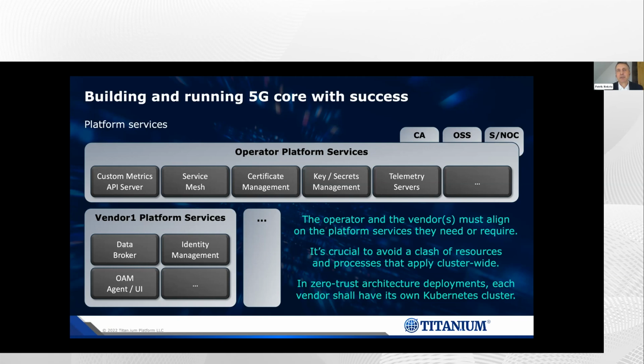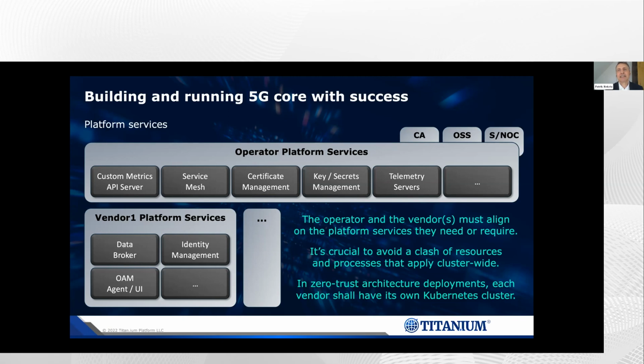But some of the platform services are also directly involved in the signaling. And depending on your deployment model, on the architecture, whether it's zero trust architecture, where every vendor has its own Kubernetes cluster, or whether multiple vendors share the same cluster, the alignment on the platform services is less or more difficult.